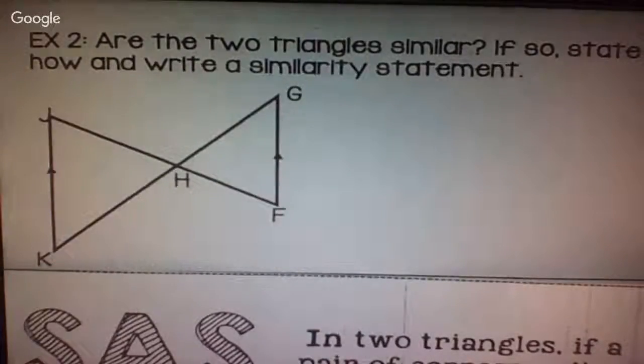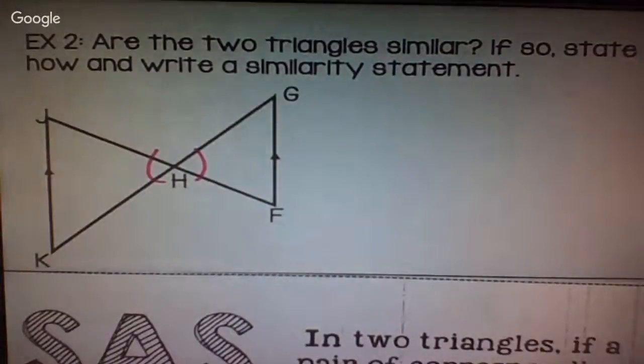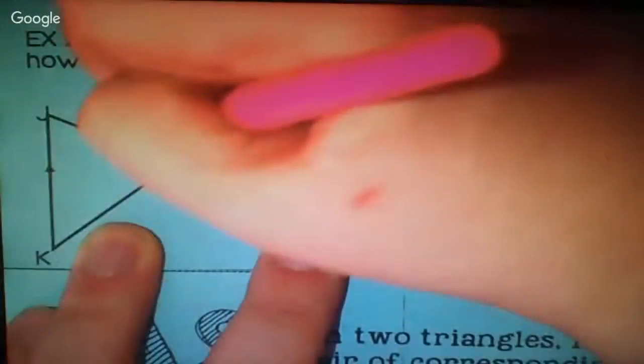So, guys, they don't tell us anything about this one. All they tell us in this one is JK is parallel to GF. That's what those little things mean. So, Bobo just said I've got vertical angles. He does love vertical angles. Something you want to tell us about? Yeah, go ahead. So, these are vertical angles.